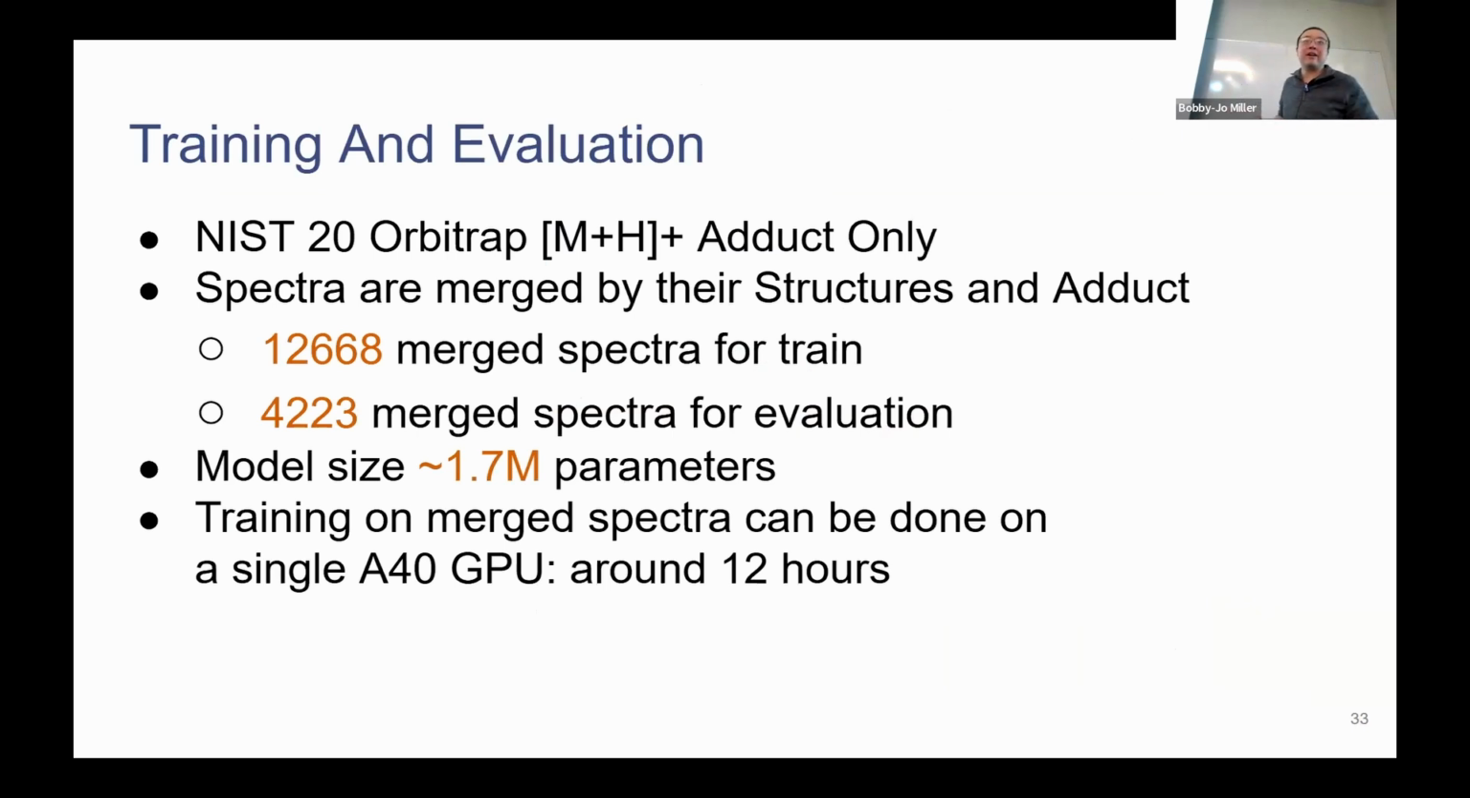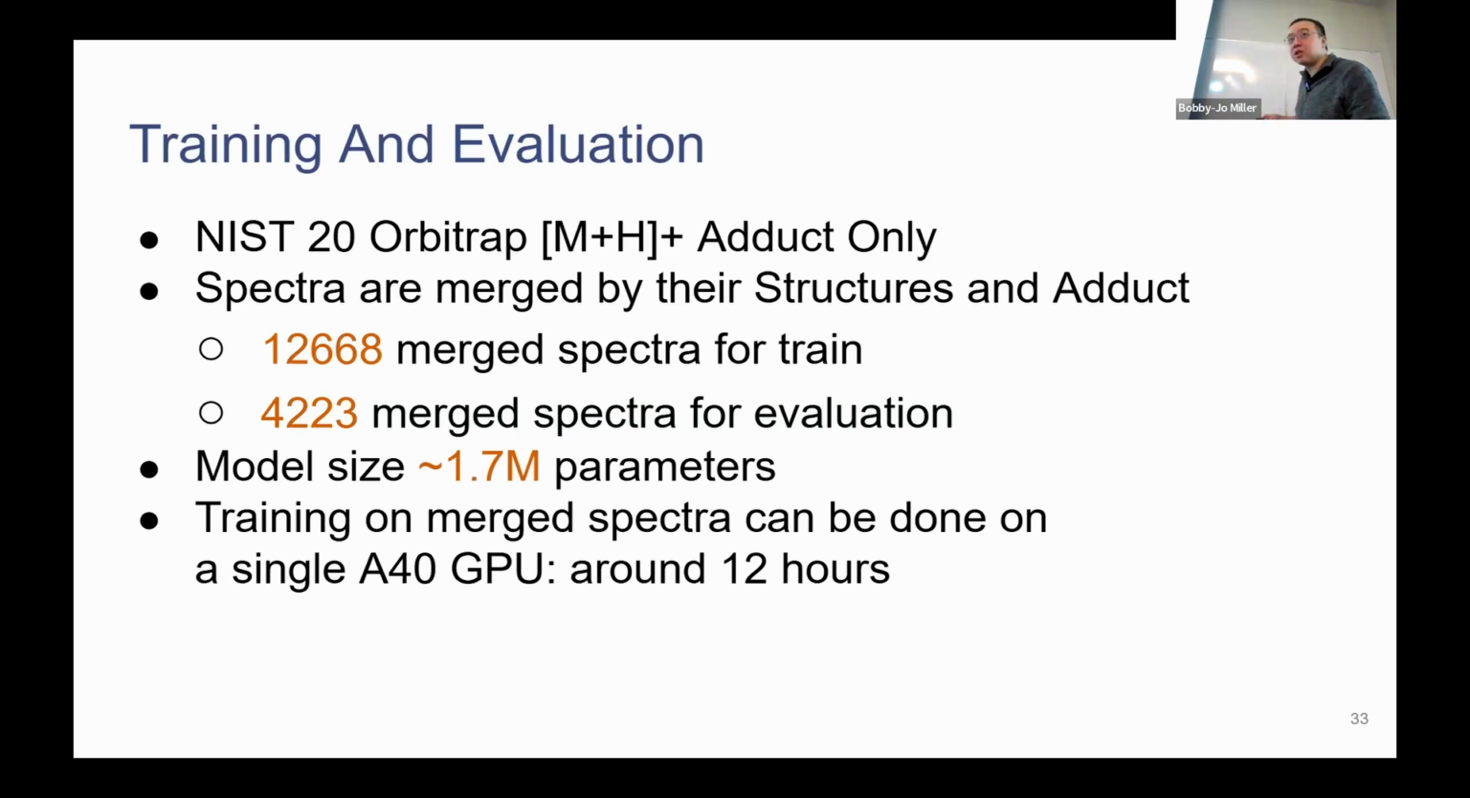So this is how we model these things with just two graph neural nets. Let's see if this thing actually works. This was trained on NIST20, a slightly older version than NIST23. We're using only one type of spectra because they have multiple different variations. To keep things simple, we're just going to use this one specific type, the M plus H adduct type on the Orbitrap only.